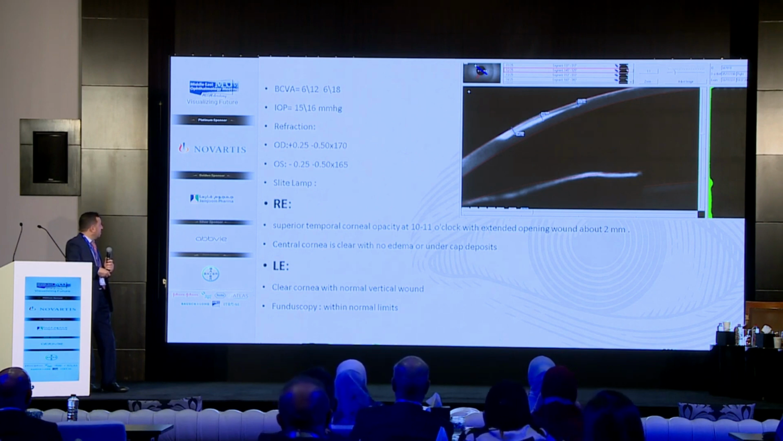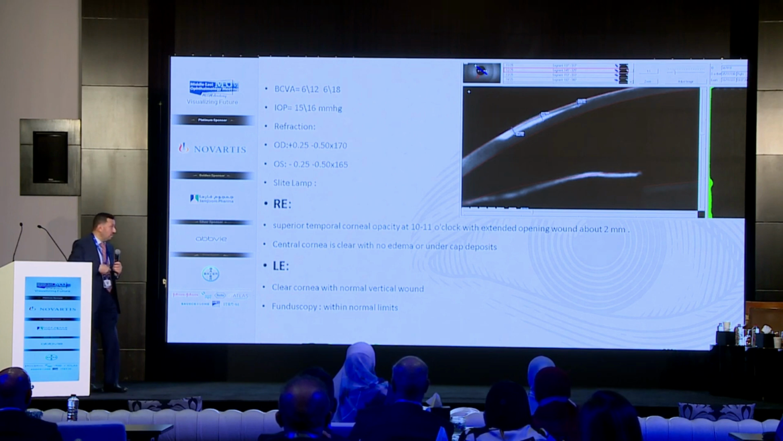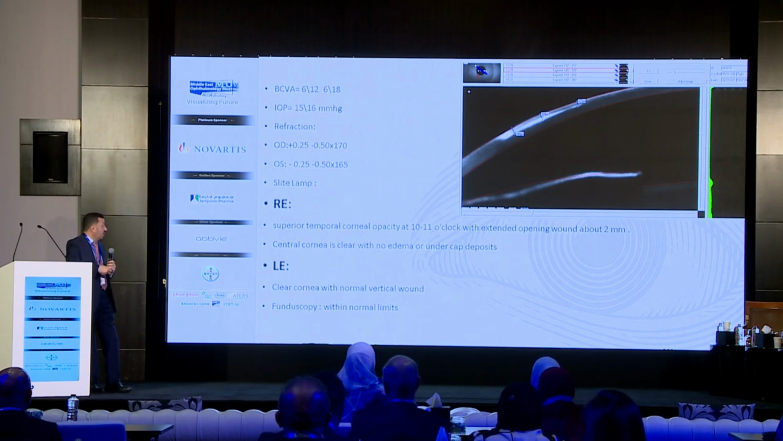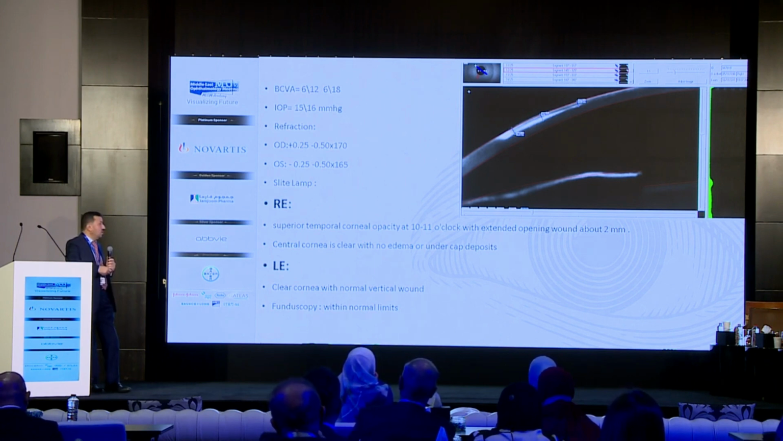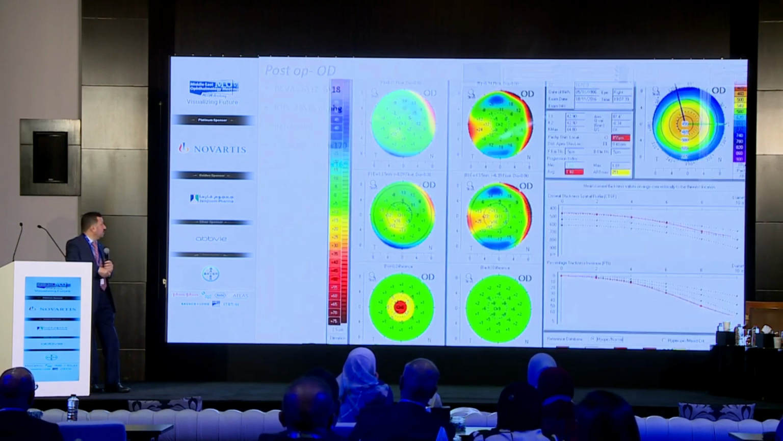And the slit lamp in the right eye had some findings. There was superior temporal corneal opacity between 10 and 11 o'clock with an extended opening wound of about 2 millimeters. This, for me, means that the surgeon faced some problem during the extraction of the lenticule, and I can imagine that there was some extra manipulation in this eye. While the other eye was quite normal, clear cornea, normal vertical wound, no opacity at all. Of course, fundoscopy and posterior pole were within normal limits.